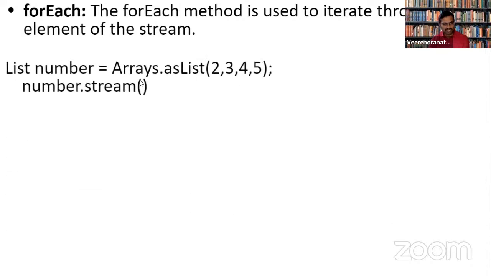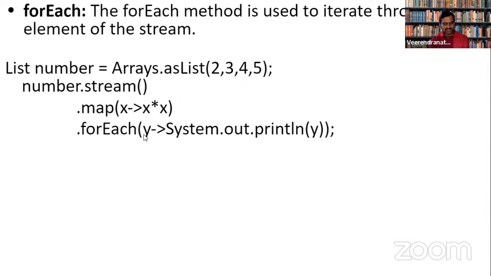We understood that it is a list with 2, 3, 4, 5, upon the stream, number upon the stream. And then we are attaching map. So dot map x tends to be x into x. Then we have forEach, where y System.out.println of y, in the sense, each element to be printed.